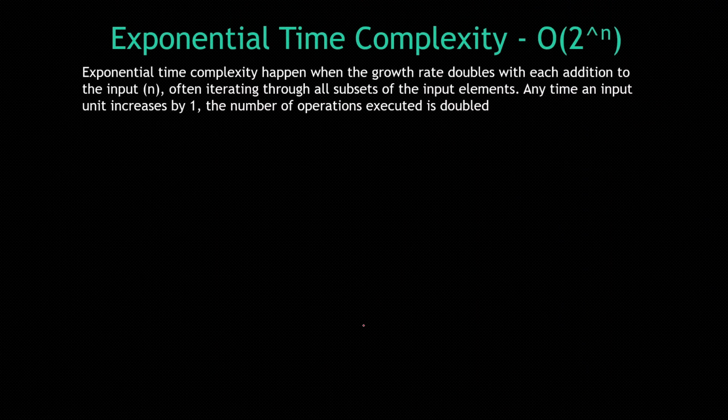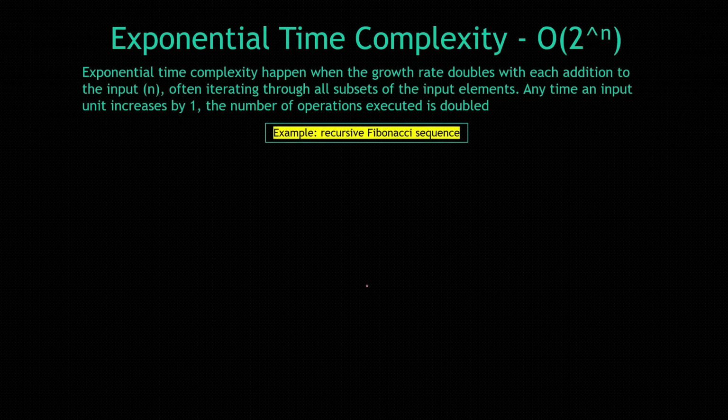Exponential time complexity, 2 to the power n. Exponential time complexity happens when the growth rate doubles with each addition to the input n, often iterating through all subsets of the input elements. Any time an input unit increases by 1, the number of operations executed is doubled. An example is the recursive Fibonacci sequence.